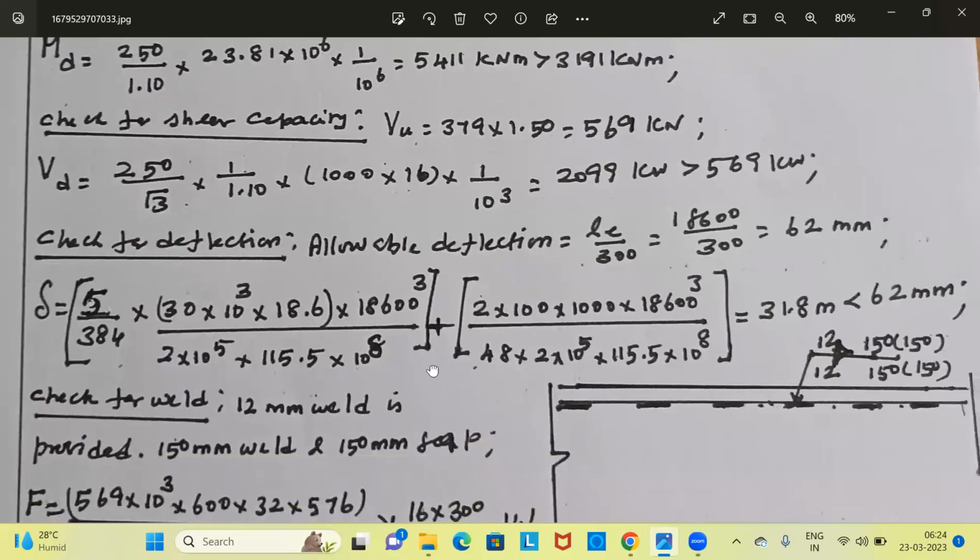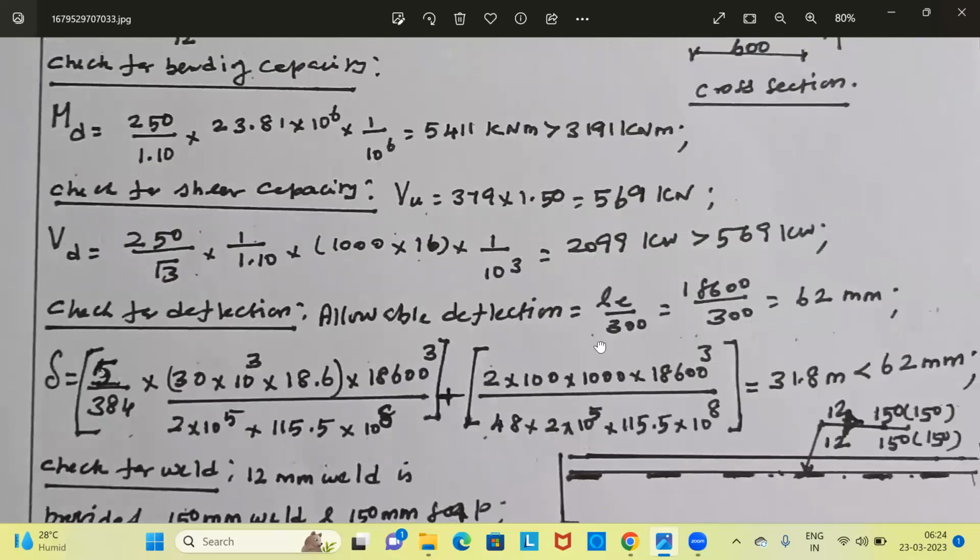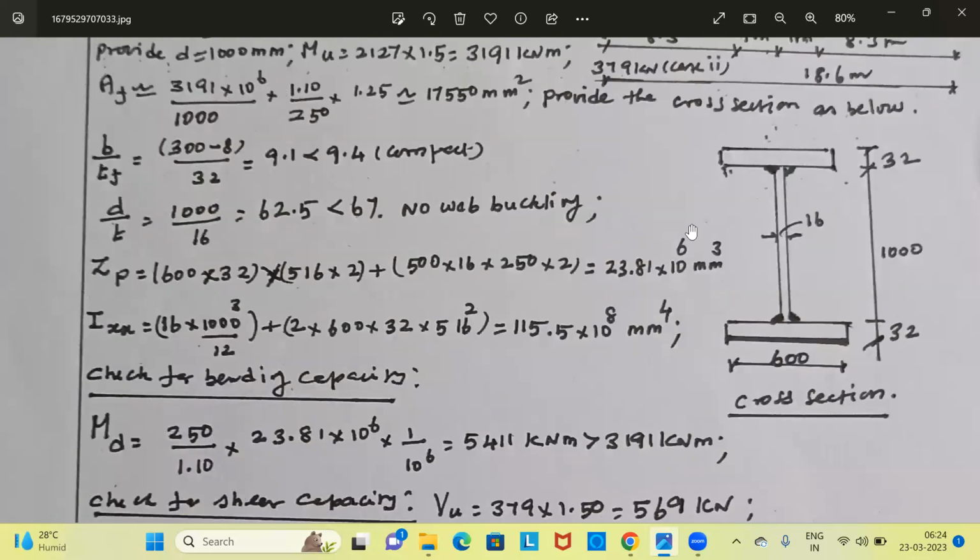Now let us design the weld. We will provide the weld between the web and the flange like this. This is 12 mm weld. This is 12 mm weld. Here also 12 mm weld. Here also 12 mm weld.